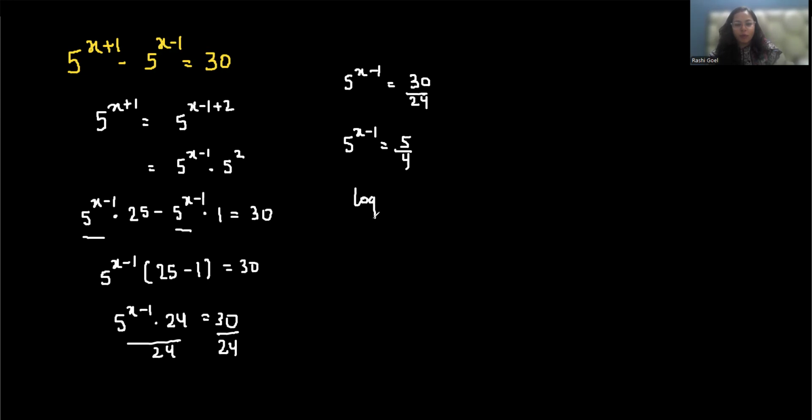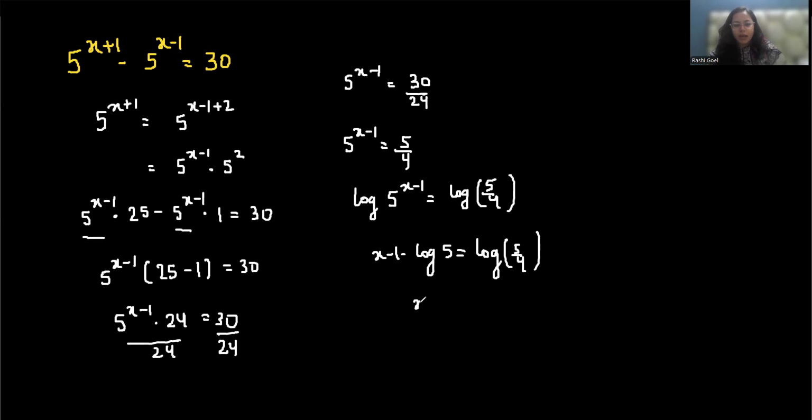Now take log on both sides. So log of 5^(x−1) equals log of 5/4. So (x−1) times log 5 equals log of 5/4. x − 1 equals log(5/4) divided by log 5.